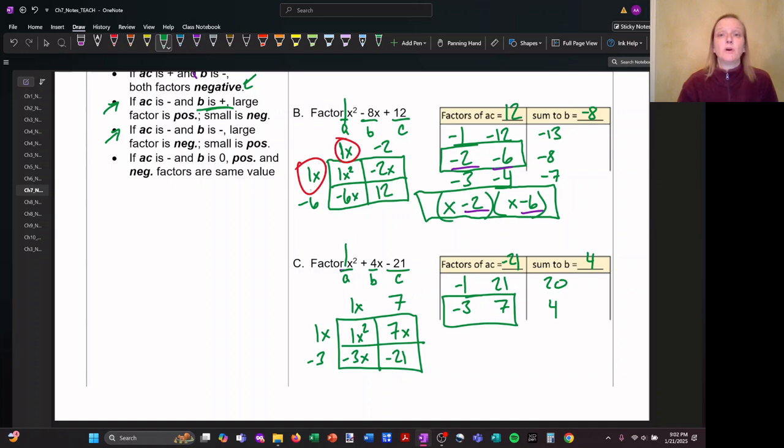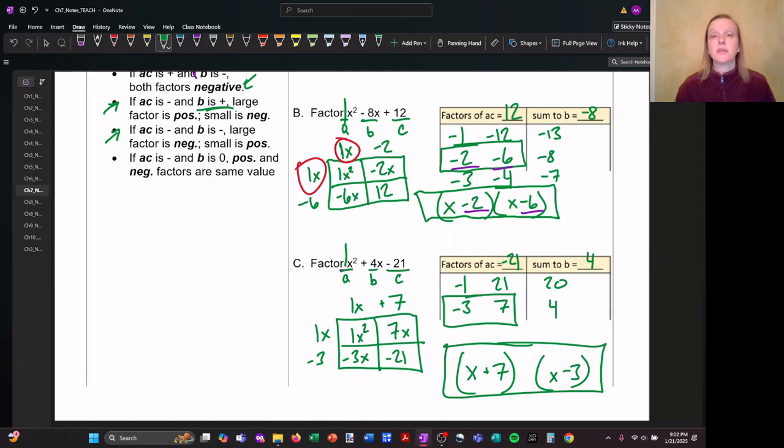So what we find one more time is that x plus 7, that's a positive 7 because it wasn't negative, times x minus 3 gives us the correct factored form of this polynomial. And again, we could have gotten there right away just by using the negative 3 with x and the 7 with x.